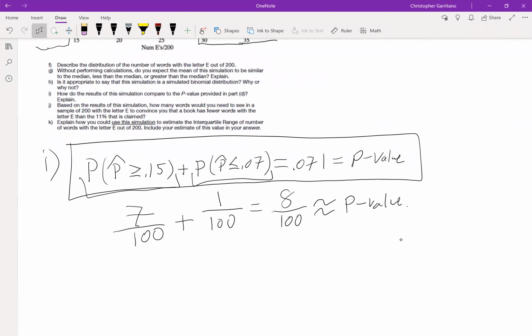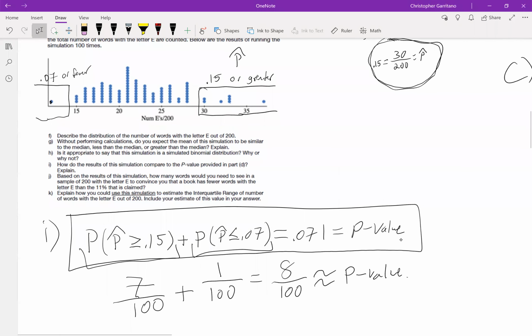Actually, not finished with part I. How do the results in the simulation compare to the actual p-value? I would just say that the results in the simulation are pretty close to the actual p-value. And I guess the explanation is just showing the calculation that I'm showing you here, the 7/100 plus the 1/100.